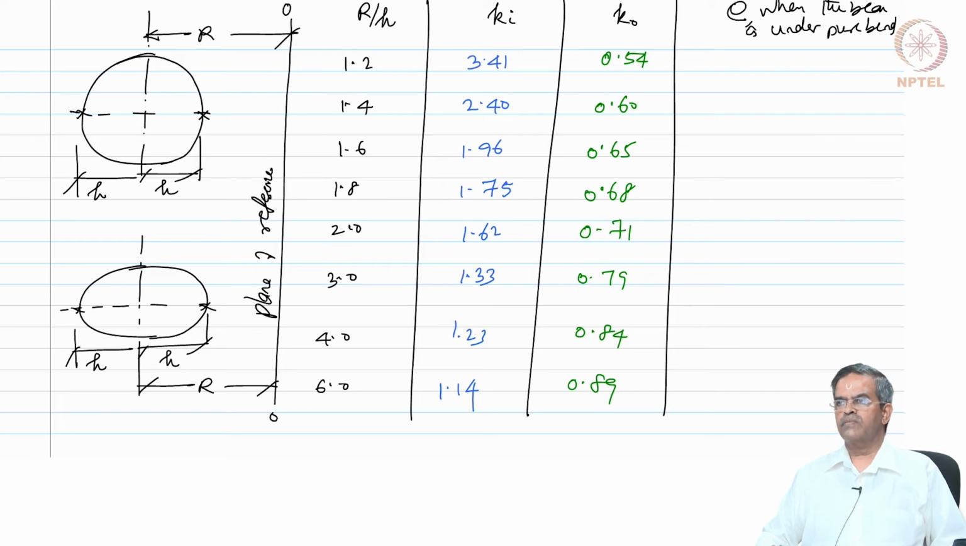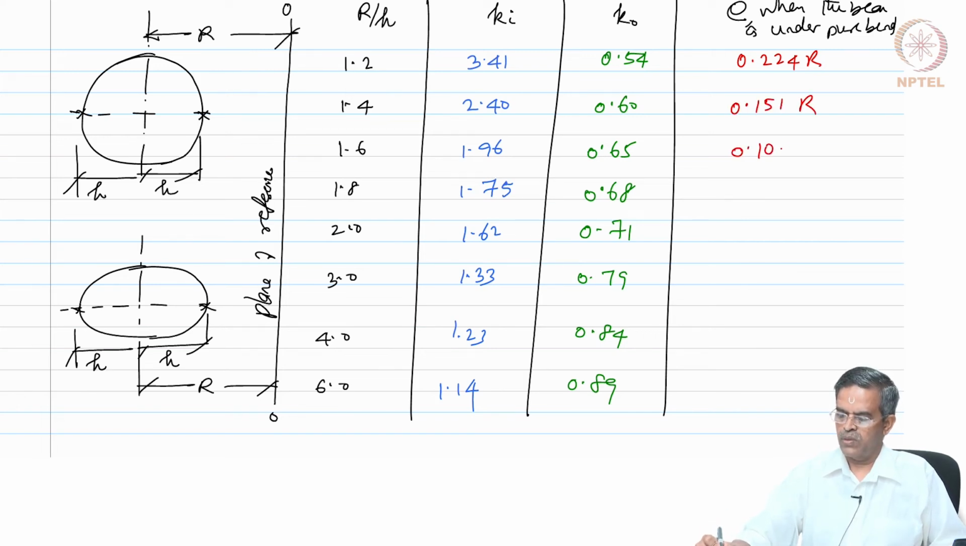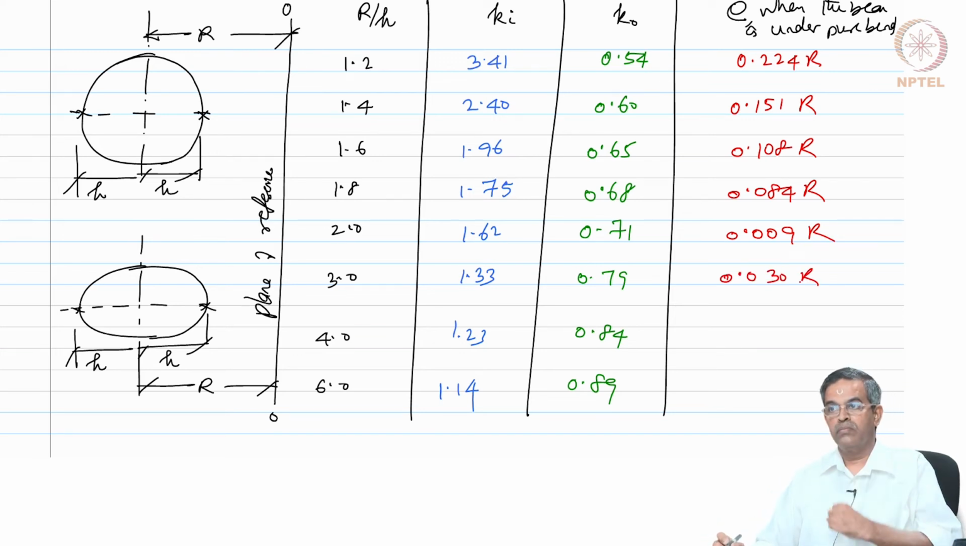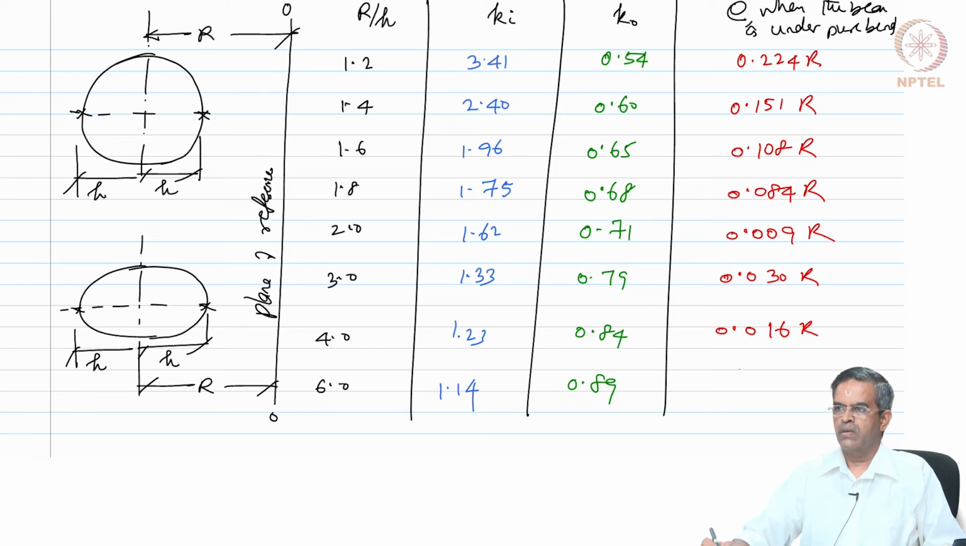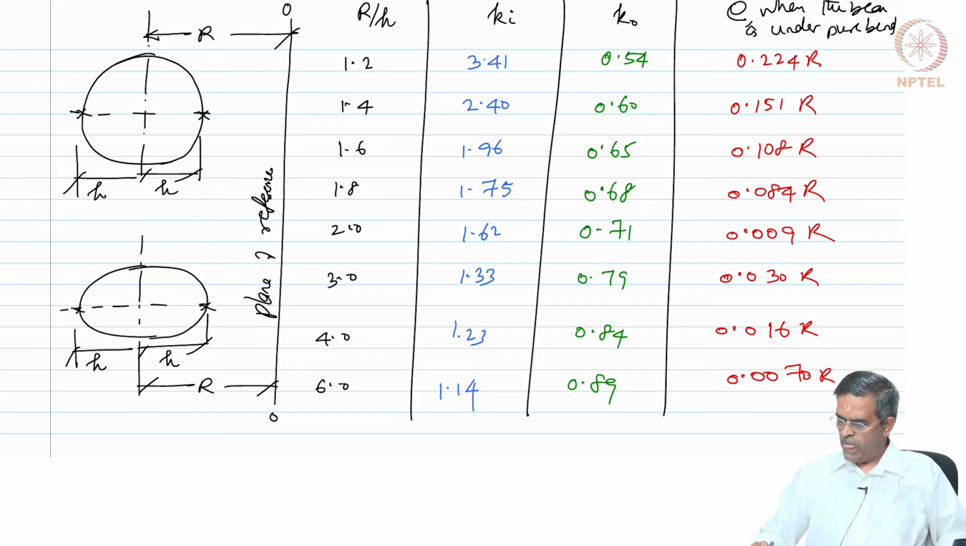The e value is also given in terms of R when the beam is under pure bending. It says it is 0.224 R, 0.151 R, 0.108, 0.084, 0.069, 0.030, 0.016 and 0.0070. Okay.